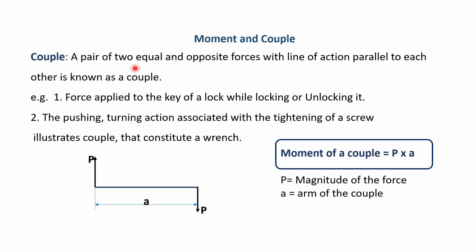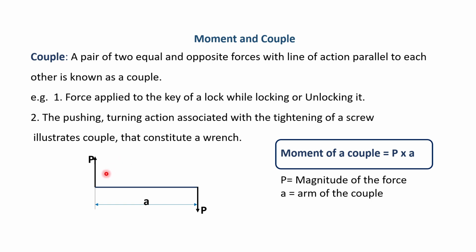So, couple: a pair of two equal and opposite forces with lines of action parallel to each other is known as a couple. We have seen examples: the force applied to the key of a lock while locking or unlocking it, where we need to apply equal and opposite forces. Similarly, while tightening a screw with the help of a wrench, we push and turn, applying a turning action on the screw. That is also a good example of a couple in daily life.